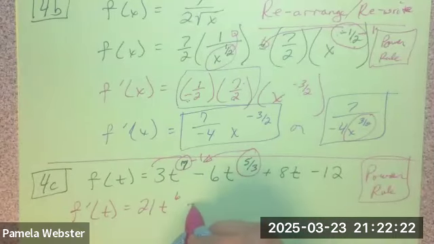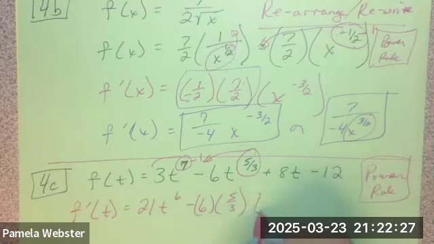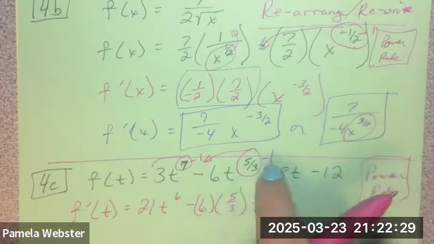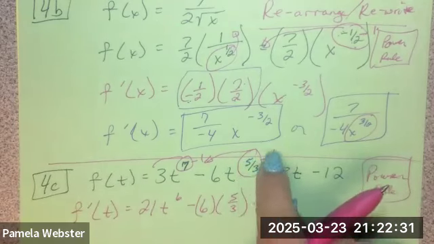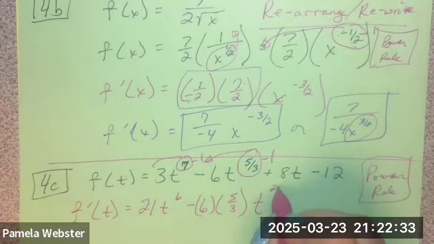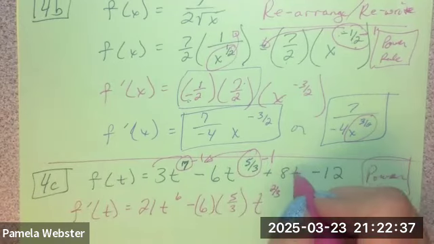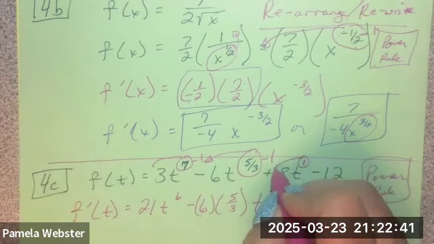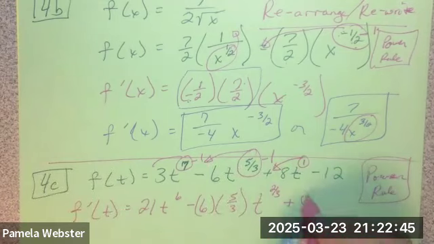Multiply this 5/3 out in front. I've got minus 6 times 5/3 times t to the, I'm going to subtract 1. 5/3 minus 3/3 is 2/3. And then remember that this is t to the first here, so multiply that in front. That's not so bad. Plus 8 times 1 is 8.